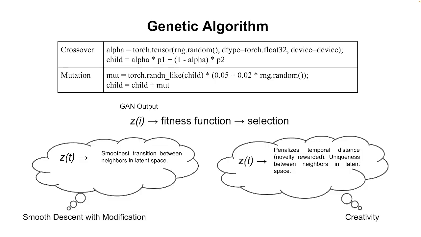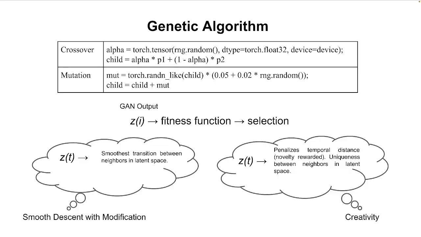So with smooth descent with modification, the criterion for selection is that we have a smooth transition between neighbors in latent space. So we select the smoothest transition between neighbors in latent space. This is one philosophy of selecting things in our ensemble. It is basically respecting common ancestry very, very strongly.